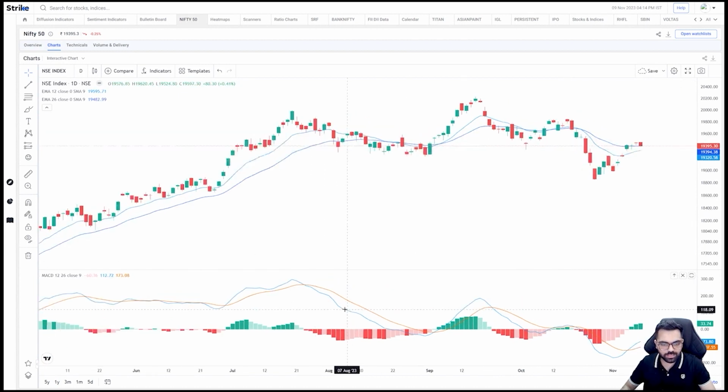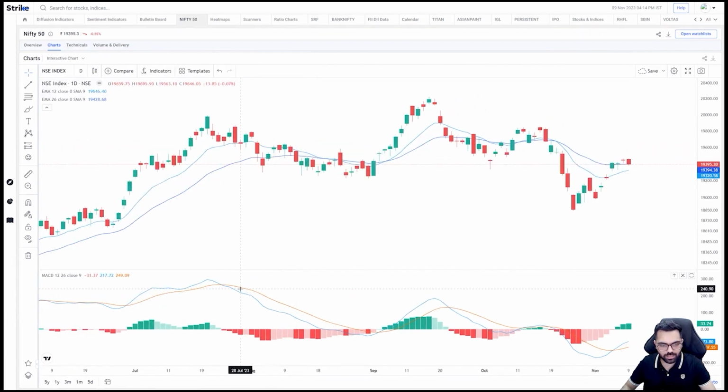Next comes the signal line, which is the orange line on this chart. This is a 9-day exponential moving average of the MACD line itself. So it is the average of the MACD line itself. It will help us to see signals going forward.